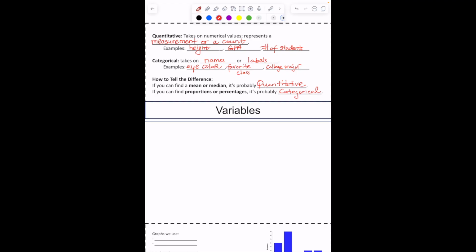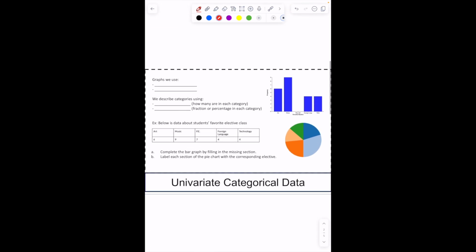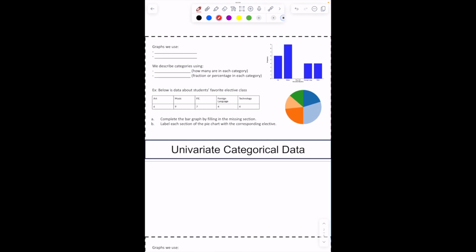Okay, like I said, efficient. We are done with the first flap. So you can turn to the next one. And we're going to start on talking about univariate categorical data. So univariate means one. Uni means one. So we're dealing with one categorical variable.